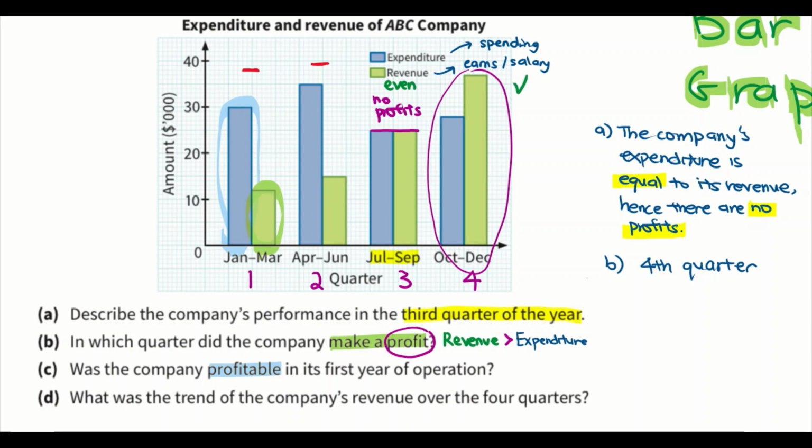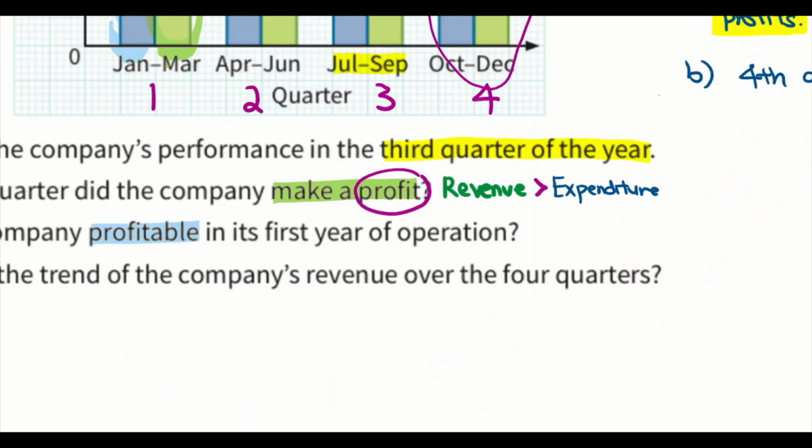So in total, we can clearly see that the company's total expenditure is more than its revenue, which means that the company is making a loss. So no, the company is not profitable because its total expenditure is more than its total revenue. And I use E and R for short.